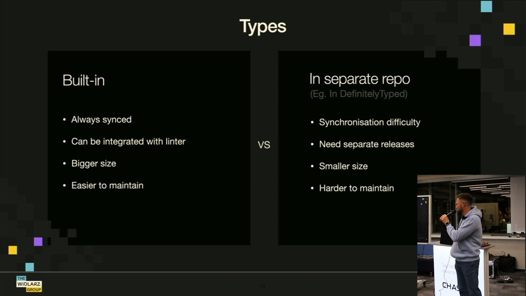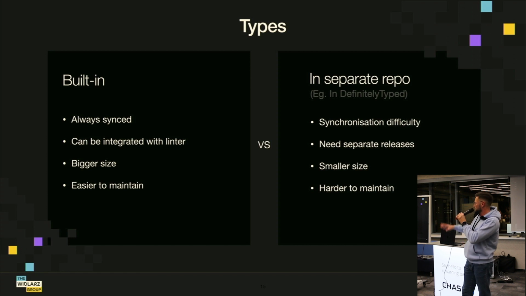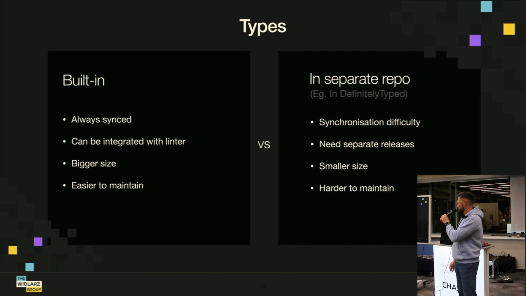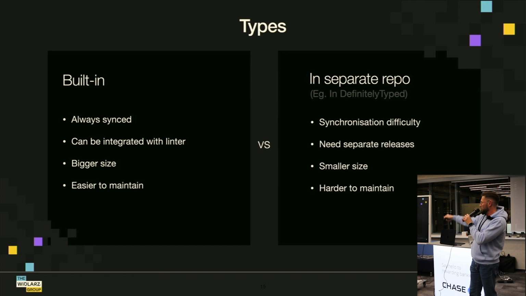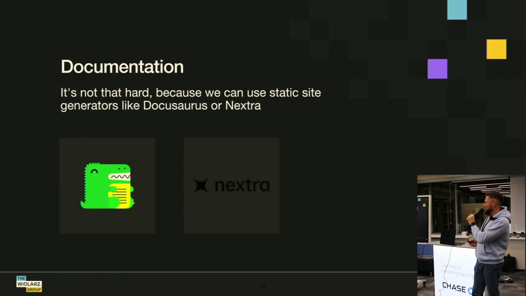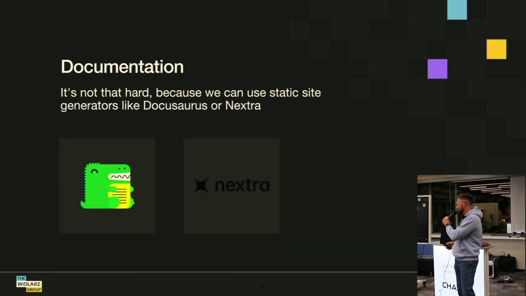It's much more convenient for the types to be built in rather than having them in a separate repository, like you might still notice in other libraries. I'm not going to talk about all of the benefits because time flies so fast that I'm going to go straight to other points.